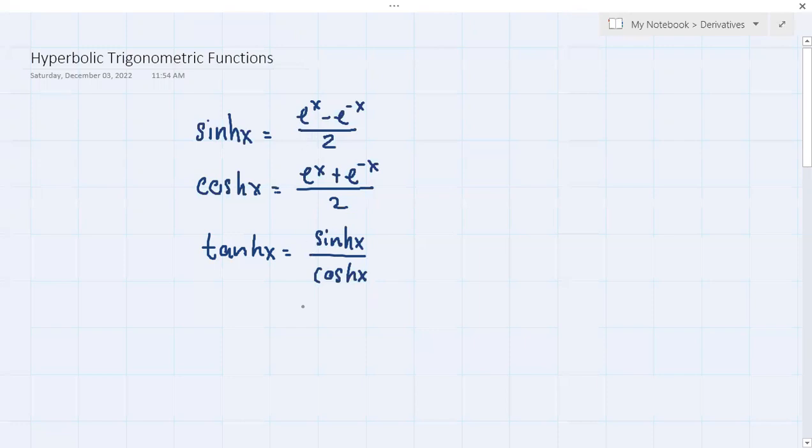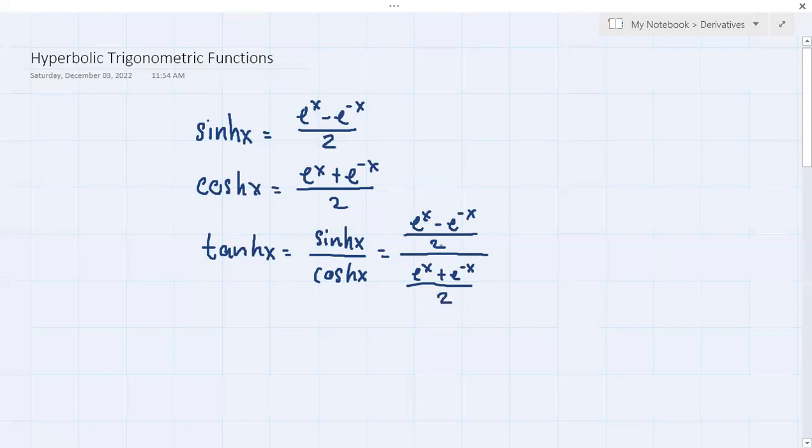And we all know that, sorry. Kala mo naman alam na agad eh. And since sine hx is just the same as e raised to x minus e raised to negative x all over 2, and cosine hx is e raised to x plus e raised to negative x all over 2, so this would be e raised to x minus e raised to negative x all over 2 all over e raised to x plus e raised to negative x all over 2.